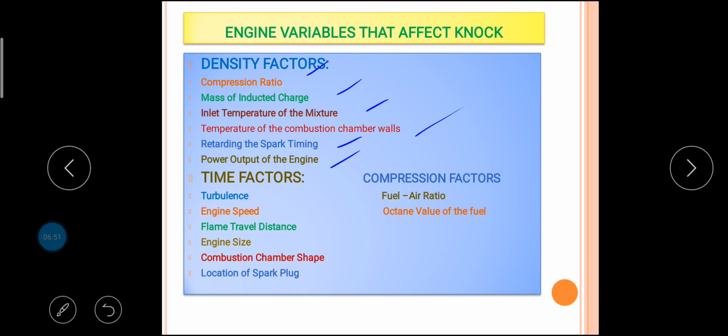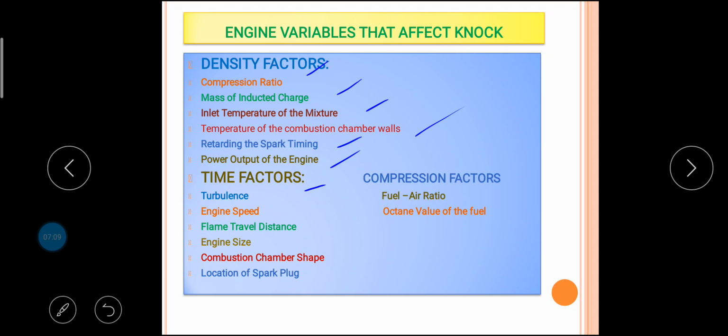Next, power output of the engine. A decrease in the output of the engine decreases the temperature of the cylinder and the combustion chamber walls and also the pressure of the charge, thereby lowering mixture and end gas temperatures. This reduces the tendency to knock.